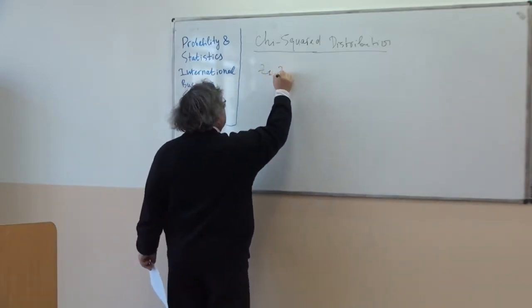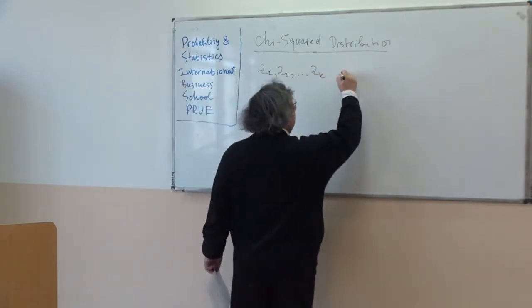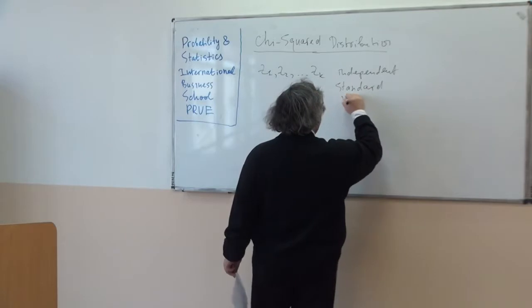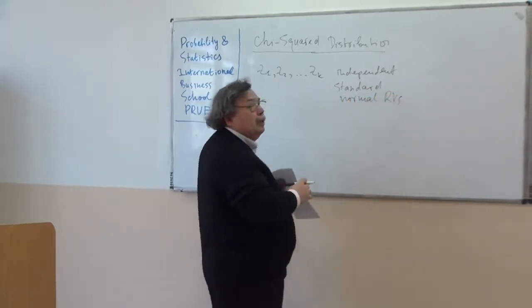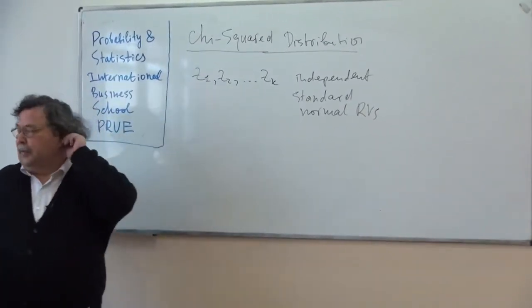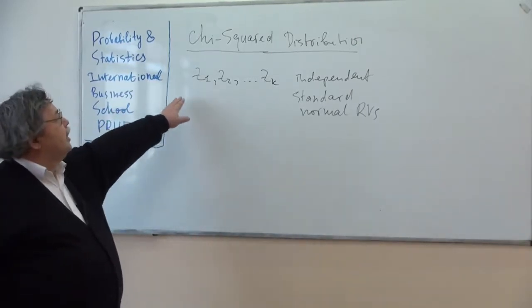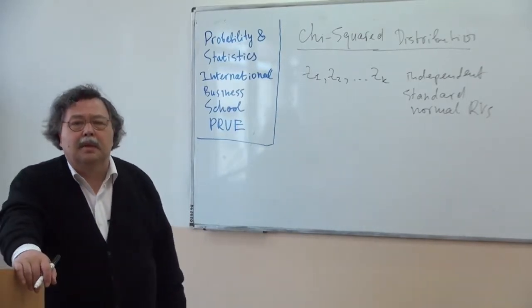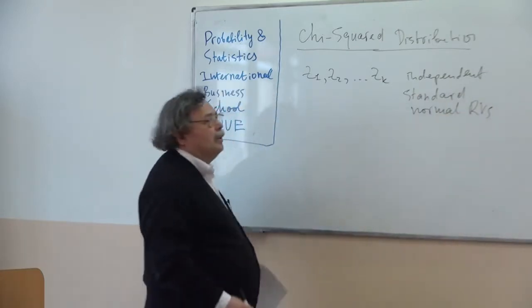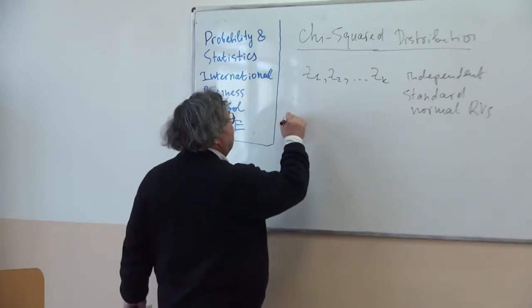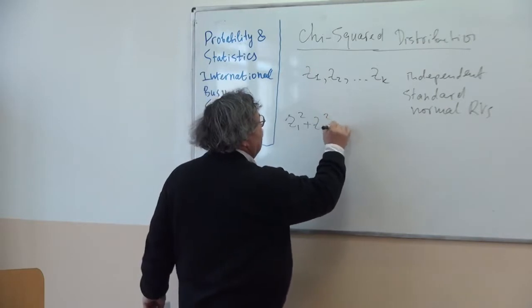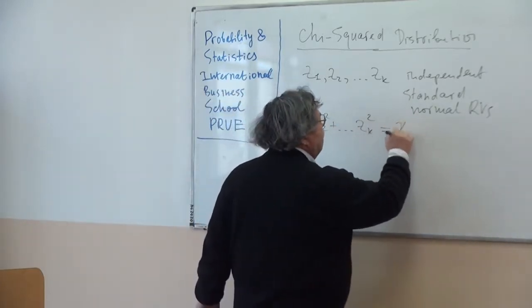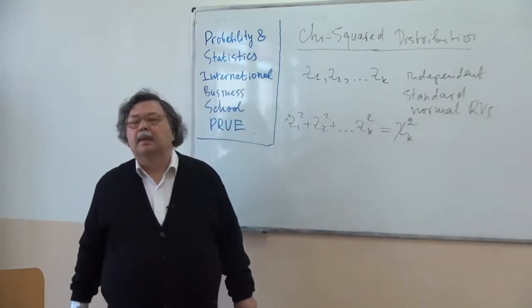So suppose Z1, Z2, up to Zk are independent standard normal random variables. Last time I used a different notation, x1, x2, but I'm going to need it for some other purpose, so let's change the notation here. Z1, Z2 up to Zk are independent and identically distributed random variables, distributed according to the standard normal law. Then the sum of the squares, Z1 squared plus Z2 squared and so on, is by definition called the distribution chi-squared with k degrees of freedom.